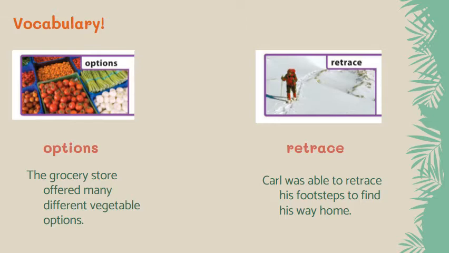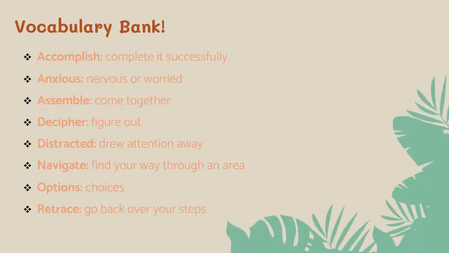Retrace. Carl was able to retrace his footsteps to find his way home. So retrace is, for example, to go back over something. When you retrace, you go back over something. So here Carl wants to find his way home, so he retraced. He went back over his footsteps, okay, to find the correct way.